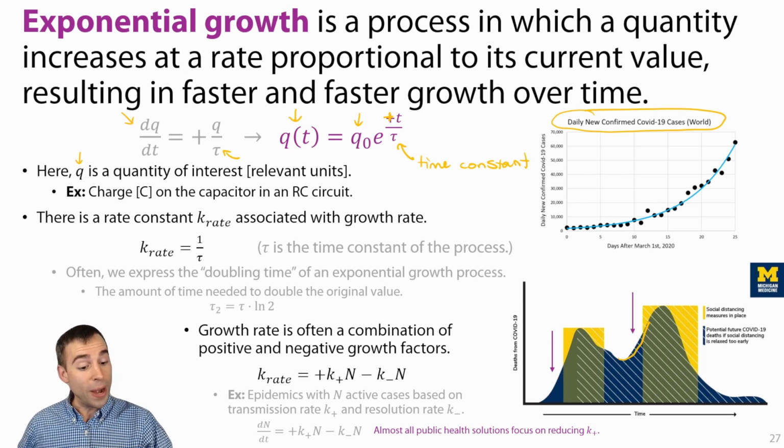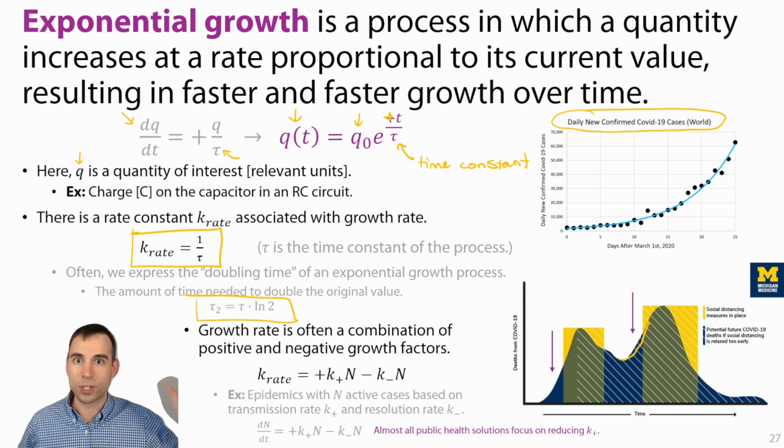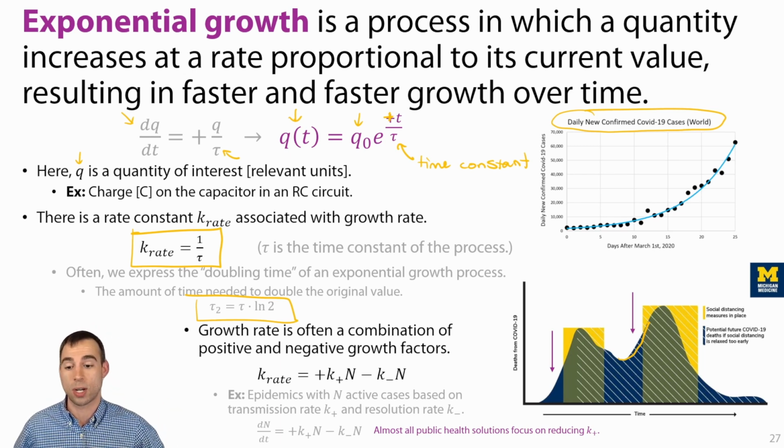We can define a rate constant k, which is ultimately related to the time constant of the system. And in the case of exponential growth, we often will define something called the doubling time, which is essentially the time that it takes this specific system to double from its initial value. And that'll ultimately be based on the rate constant or time constant for the specific situation.